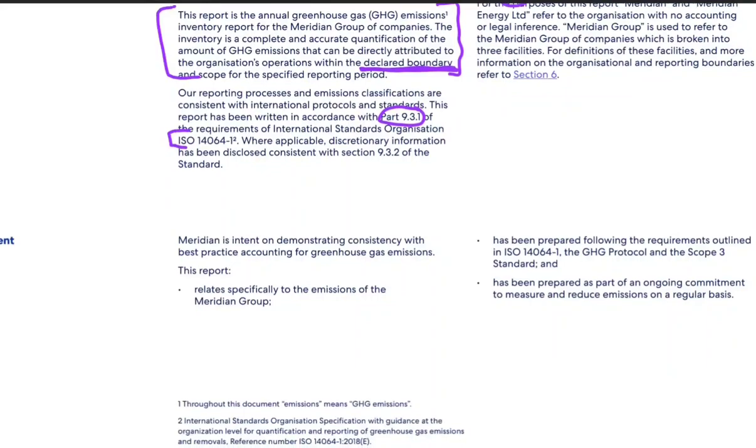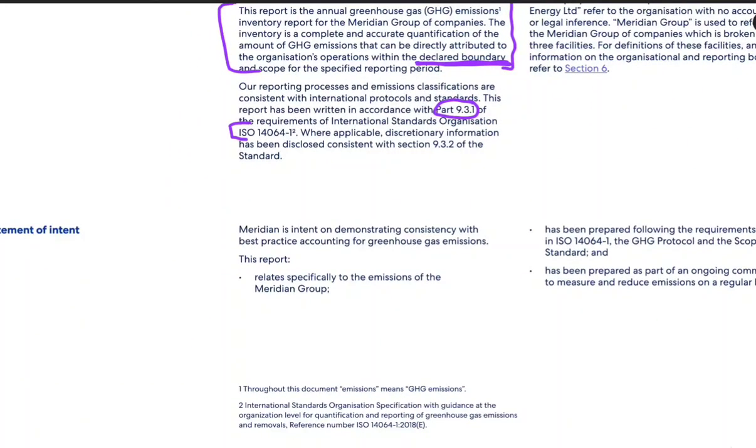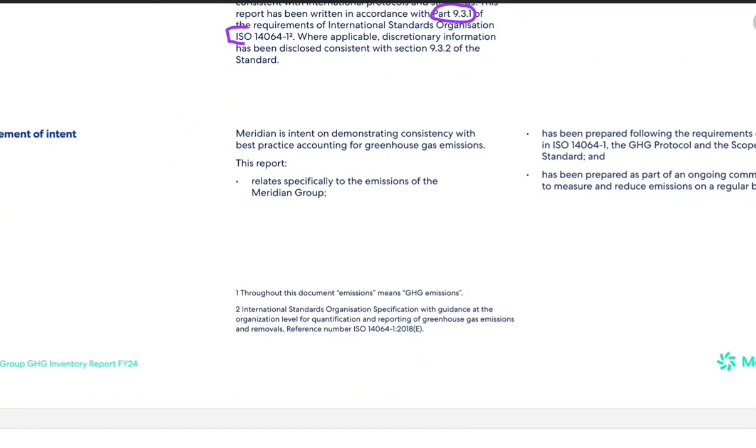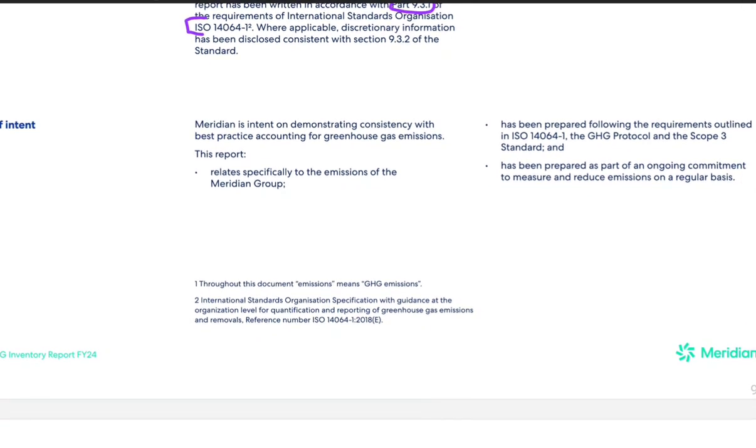Going forward, the statement of intent: the company's intent on demonstrating consistency with best practices in the accounting for GHG emissions. This relates specifically to emissions of the whole group, the Meridian group, and has been prepared following the requirements of ISO 14064 and the GHG Protocol and scope 3 emissions.